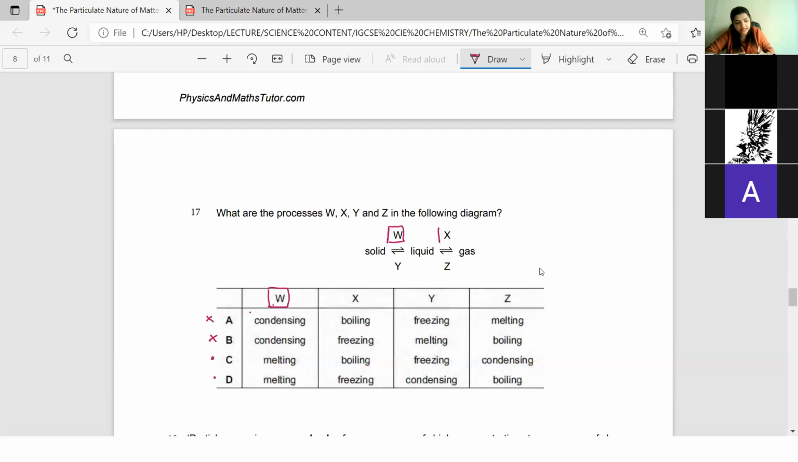Yes. Okay. What is liquid to gas? Boiling. So X has to be boiling. Which option has X as boiling? A and C. But we know that A is not our option. So what will be my answer? C. Then we know liquid to solid is freezing and gas to liquid is condensation. So C is my answer. Amishi, now are you understanding? Yeah, now I understand.